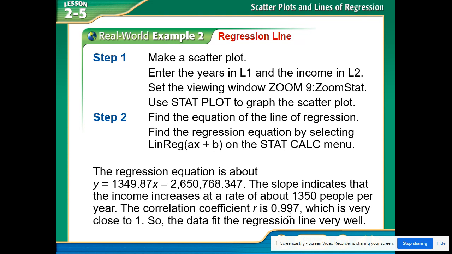The R value is 0.997, and the closer it is to 1 or negative 1, the stronger the correlation is. 0.997 is a really strong correlation. Negative 0.997 is a really strong negative correlation.